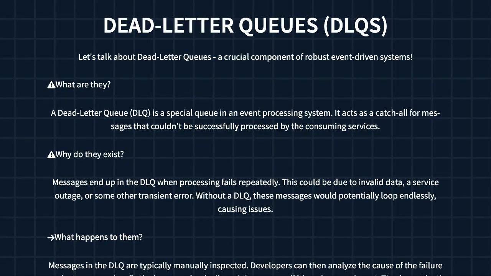Okay, let's dive into dead letter queues. Think of them as the error handling zone for your event processing system. They catch messages that are failing to be processed by your consumers, essentially messages that aren't being successfully handled. This prevents those problematic messages from getting stuck in a loop, causing all sorts of headaches. When a message repeatedly fails, it gets moved to the DL queue, where developers can then investigate and resolve the root cause, whether it's bad data or a service issue. It's really about building more resilient and manageable systems.